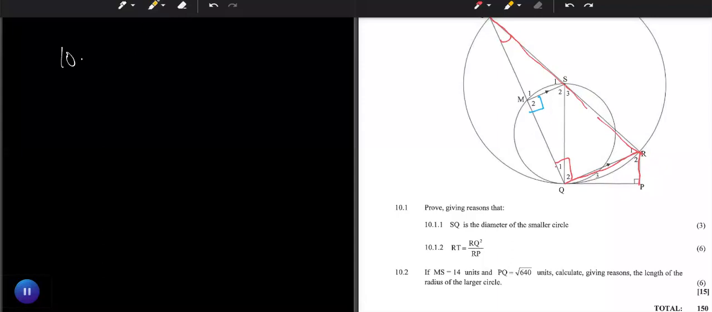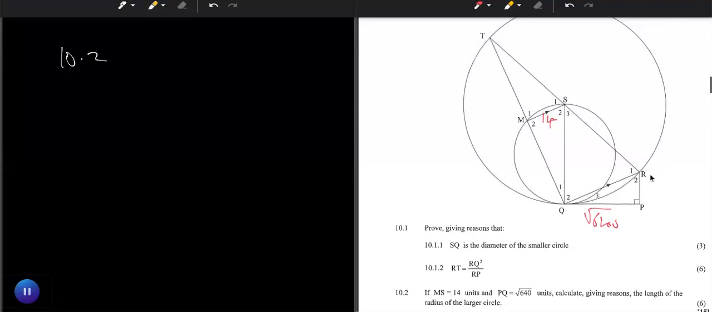How are we going to answer this one? Okay, let's see what they're saying. Now, if MS is 14, where is MS? They're telling us over here, this thing is actually 14. Let's write that. This is 14. Okay, and PQ is the square root of 40, I mean to say 640. And they say to calculate, giving reasons, the length of the radius. They want the length of each radius.